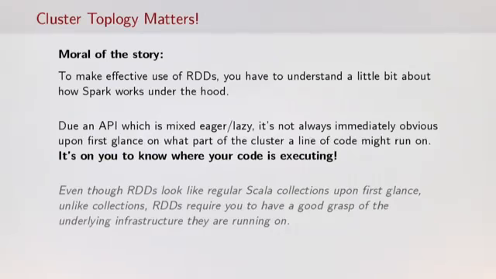So when you write a line of code like foreach, you really have to think about where that code is going to execute. If you write foreach and you want to do some println to see what is going wrong with your data set, you're not going to see the result of that because that's being executed on the workers. So you really have to think about where your code is executing. It's on you to know where that code is executing. So remember, even though RDDs look like regular Scala collections upon first glance, unlike Scala collections, RDDs require you to have a good grasp of the underlying infrastructure that they're running on. That's the takeaway for this session.